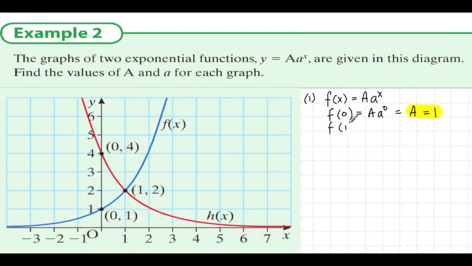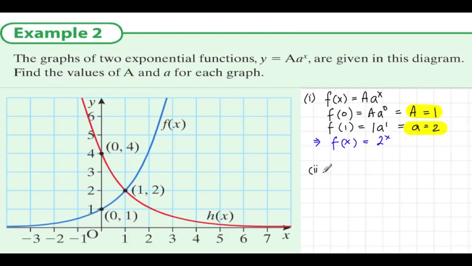1, 2 is also a point, so if we input 1, that's capital A times small a to the power of 1. Now, since capital A is 1, then we have small a to the power of 1. Well, anything to the power of 1 is itself, so that's just small a, and that's equal to the output value, which is 2. So small a is equal to 2. And therefore we have our function. So f of x is obviously equal to 2 to the power of x.